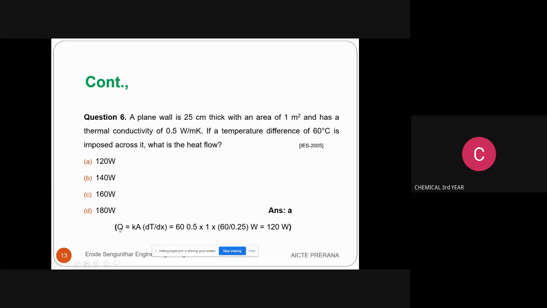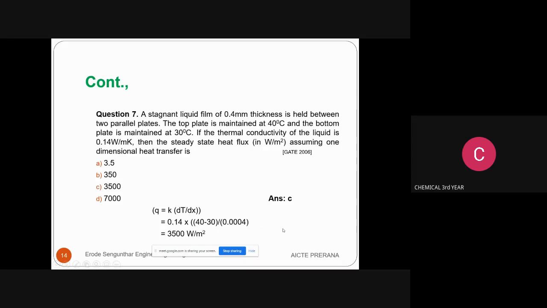So Q is equal to kA dT by dx. k is 0.5 and A is 1, so 0.5 into 1 into 60, which is your temperature difference, divided by 0.25. We will have 120 watt as the answer. Okay, and the next question.